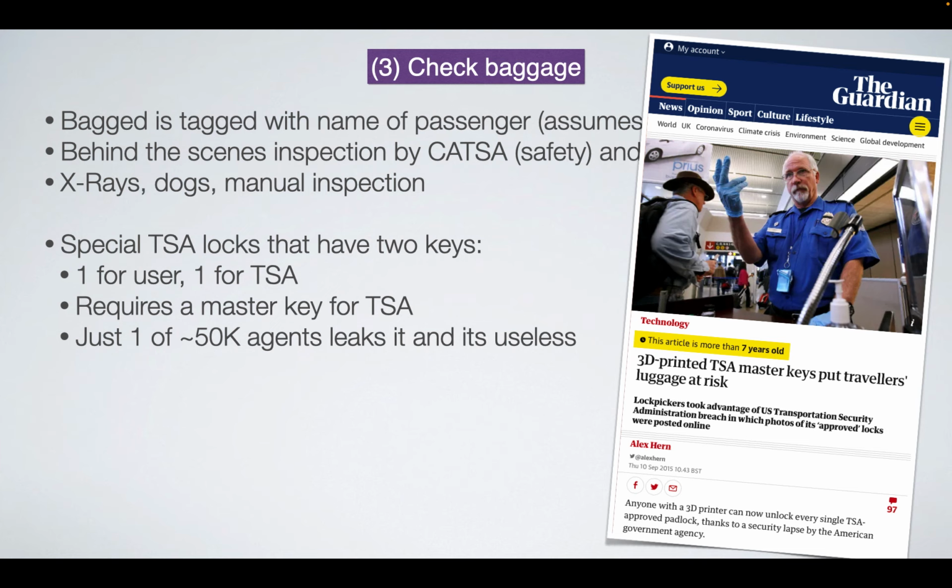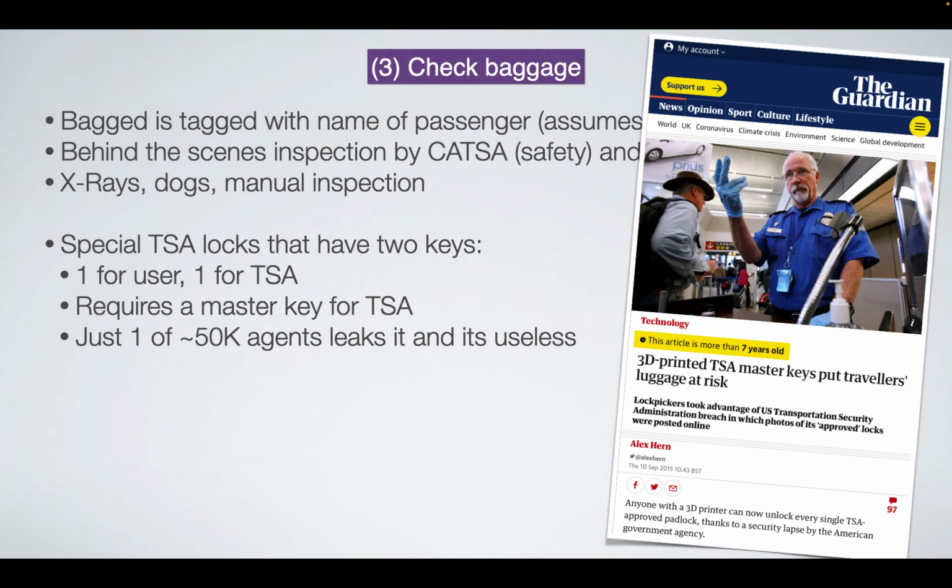Now let's say that one of those agents, just one of 50,000 agents, decides, hey, I'm gonna leak this key, right? I'm gonna sell copies of it, or I'm gonna let you 3D print it, right? I'll give you the directions for 3D printing it, or whatever the case may be. Then what happens? Then the whole system fails, right? All these locks that were sold, they're basically all useless now because the key's out, okay? So that's basically what happened.